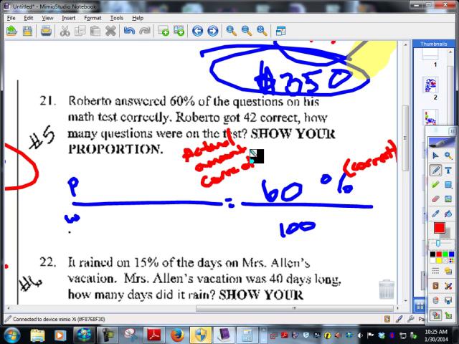So now, I know without even reading the rest of it, I'm either going to be given the actual amount that he got correct, or I'm going to be given the total amount of questions on the test. Does that make sense? Yes, sir. Let's keep reading. Roberto got 42 correct. How many questions were on the test? Bella, where's 42 going to go? Part or whole?